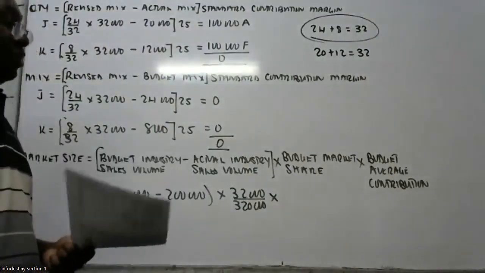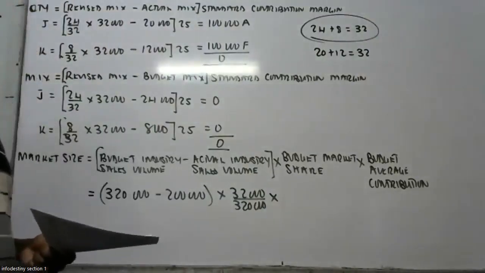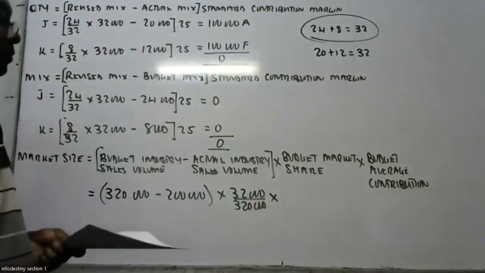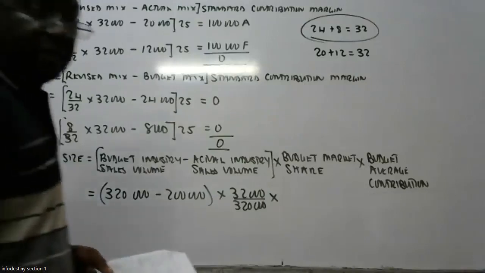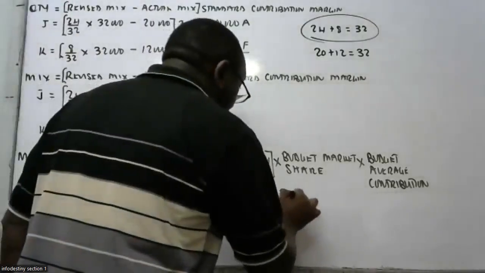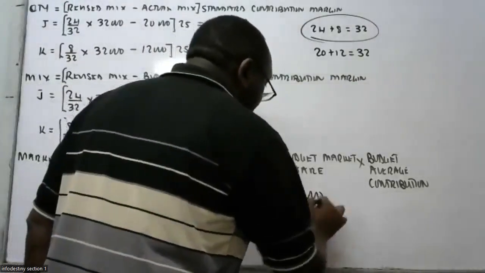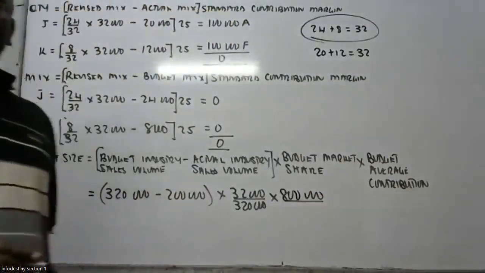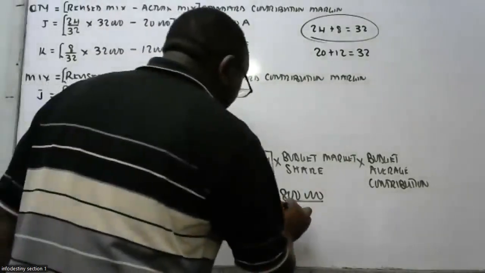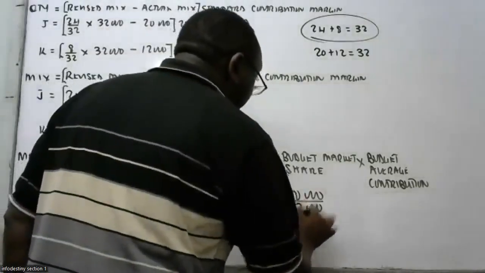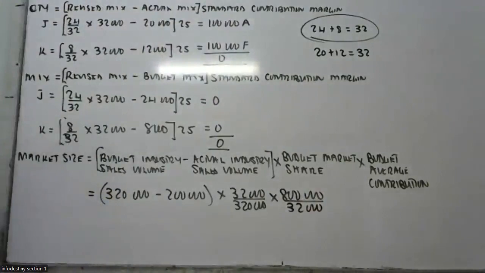So you now multiply this by the budget average contribution. The budget average contribution is the contribution we had gotten per the budget. I think it was 800,000. This 800,000 was to be realized after selling those 2,000 units. So work out that and tell me the answer.